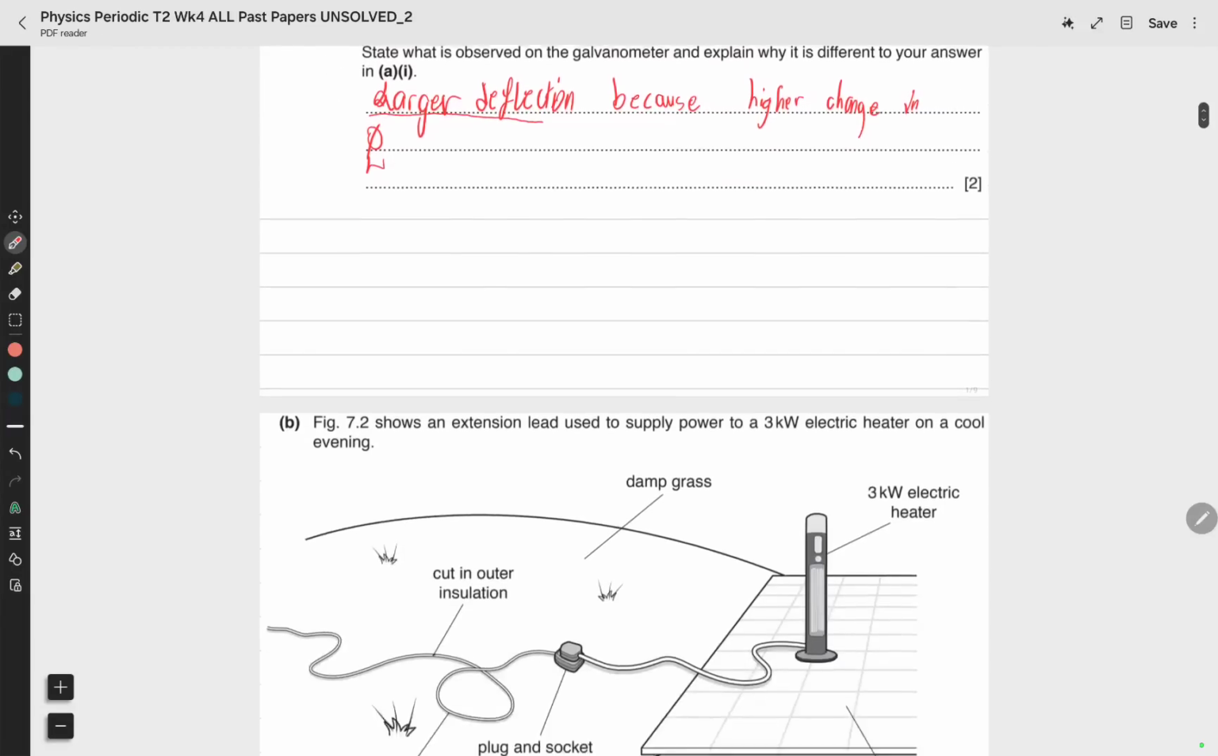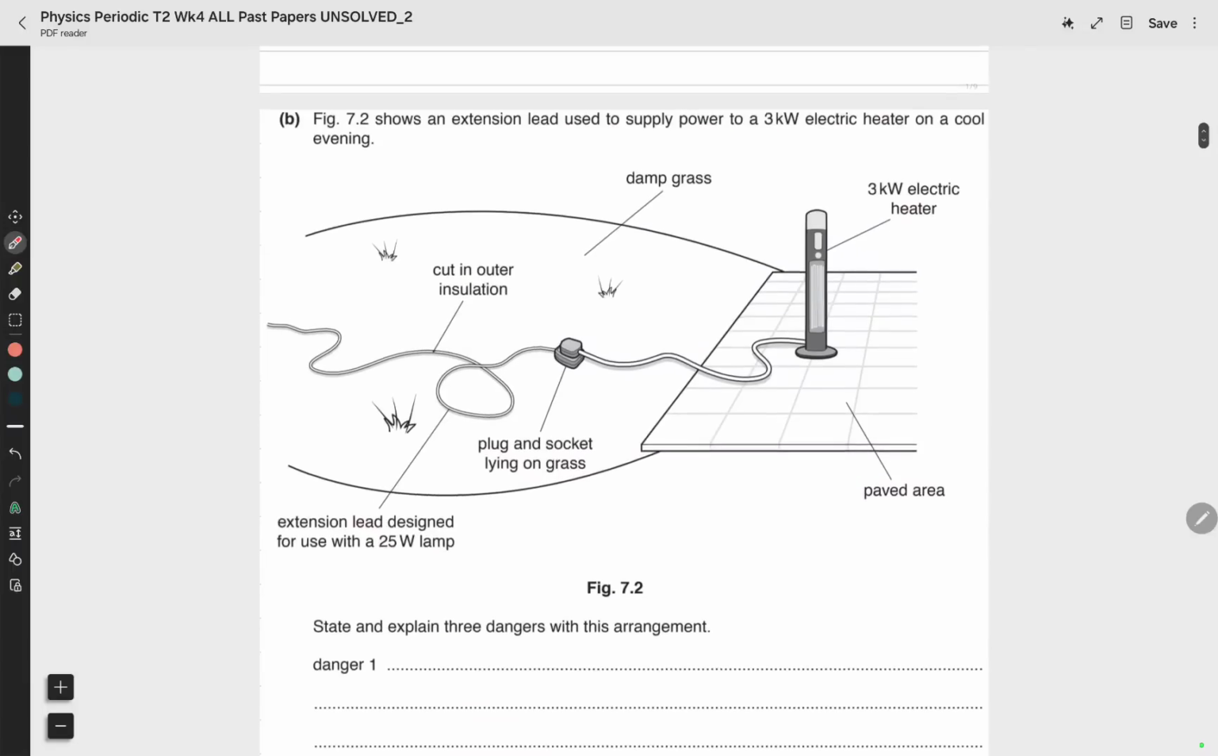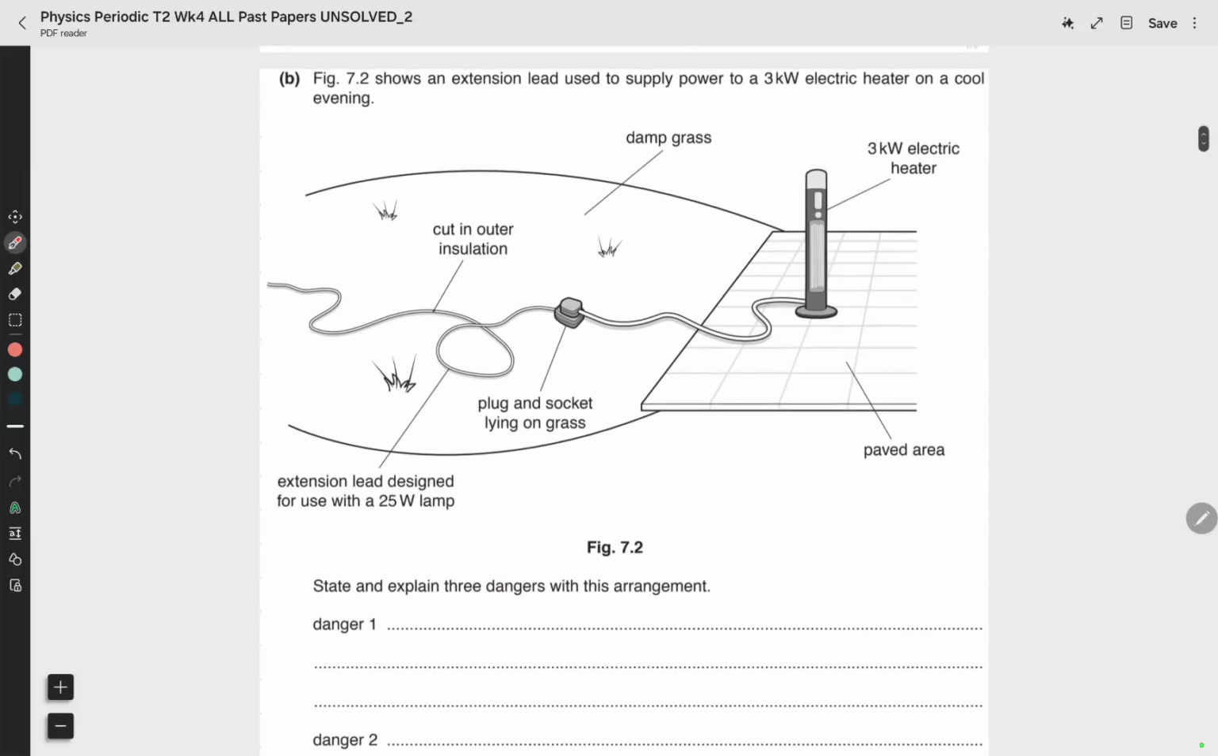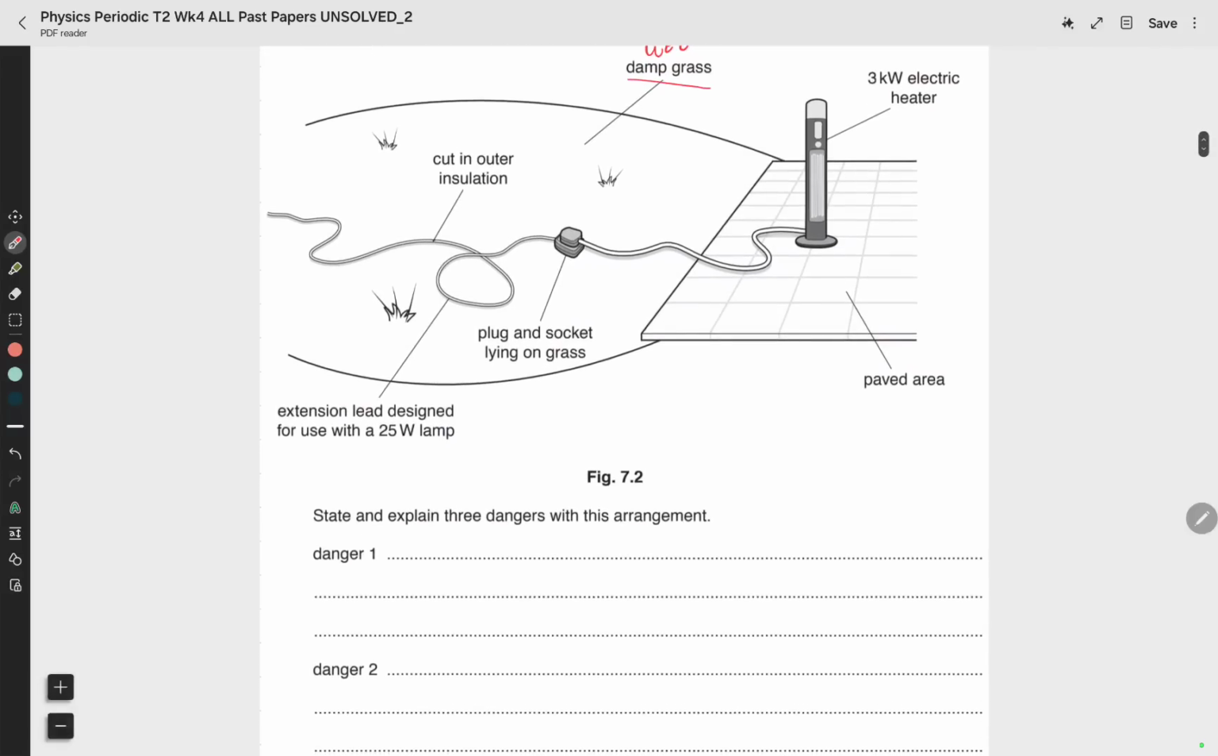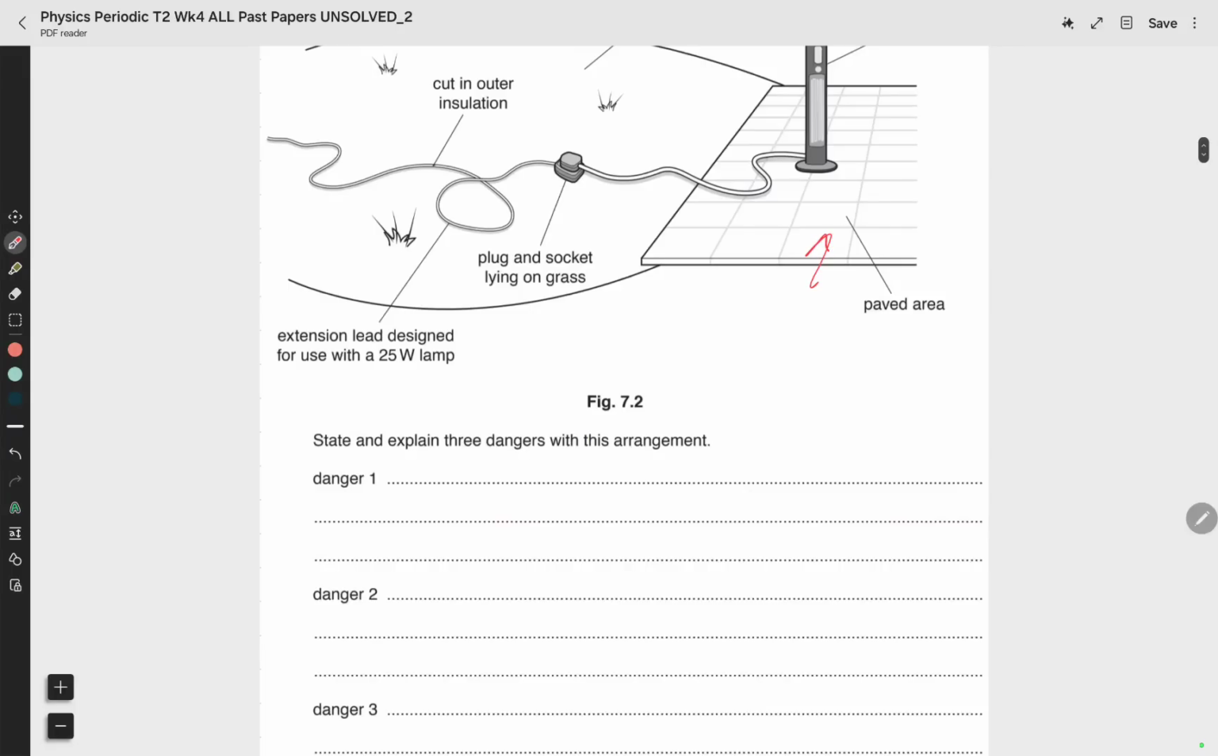Okay. Figure 7.2 shows an extension lead used to supply power to a 3 kilowatt heater on a cool evening. Okay, so here we have the heater over here. You have damp grass. Damp grass, by the way, means wet. Okay, and then they have a cut in the insulation, which obviously is a problem. And then we have a plug and a socket lying on grass, which I guess is an extension lead designed for use with a 25-watt lamp. And over here you have a paved area.